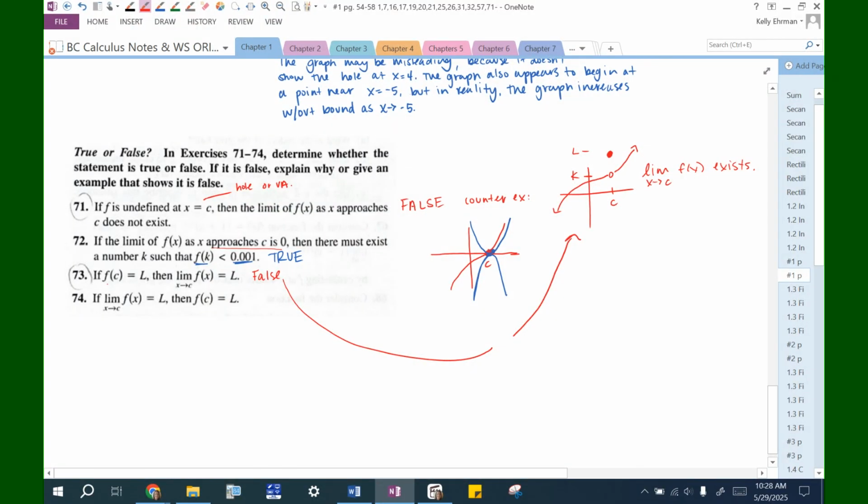So that's a scenario where just because a function value is one thing doesn't mean the limit has to match. And I think what I was just illustrating is the reverse of that. Just because the limit is equal to L doesn't mean the function value is equal to L. So same thing, that's false for a similar reason. The function limit is L, but the function value is k. They don't have to be the same thing.